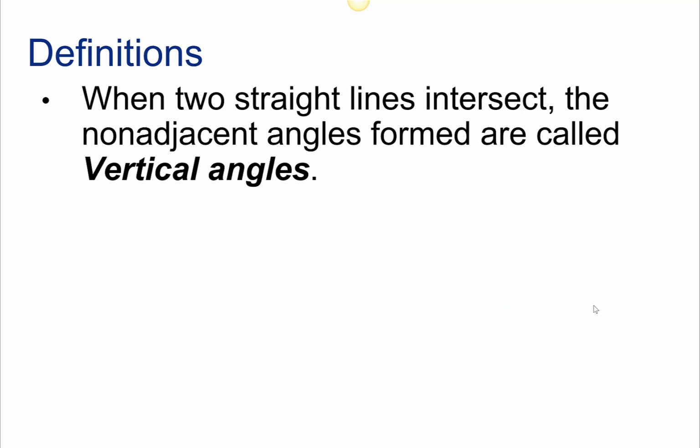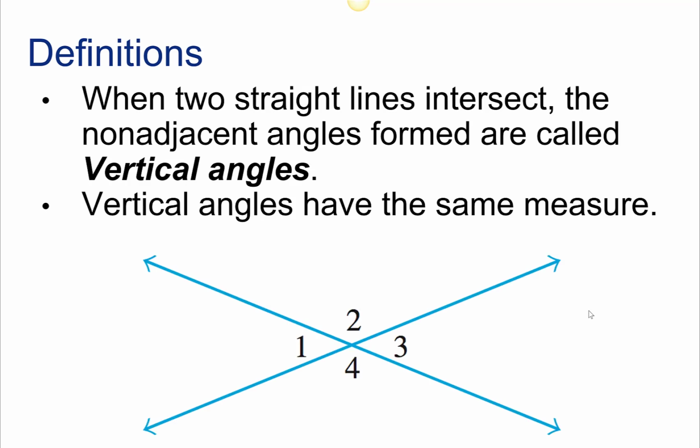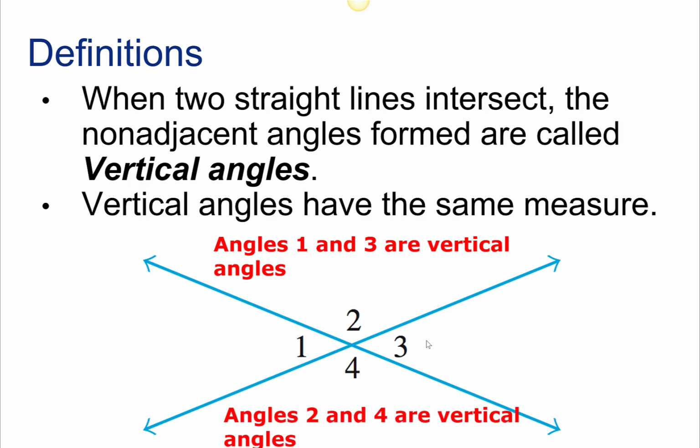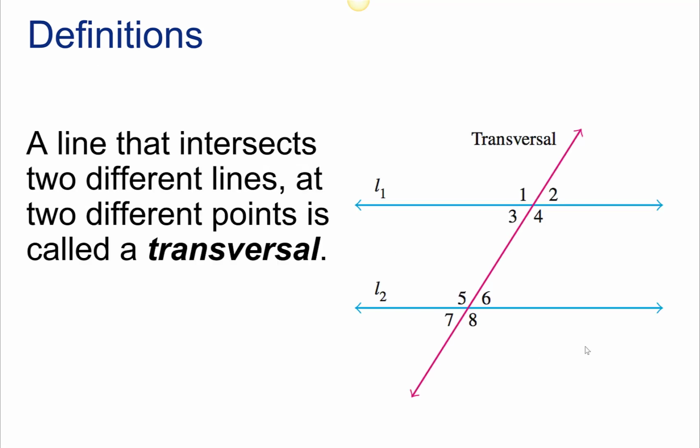When two lines intersect, the non-adjacent angles formed are called vertical angles. Vertical angles have the same measure. So if you look in this picture here, angles 1 and 3 are vertical, angles 2 and 4 are vertical. And also notice angles 2 and 3 are supplementary, angles 1 and 4 are supplementary.